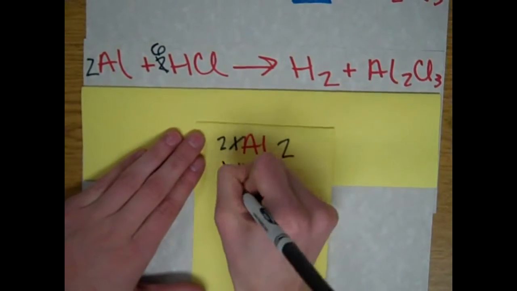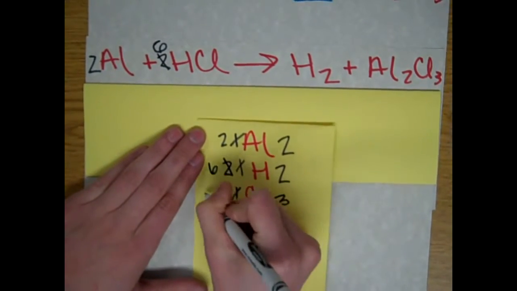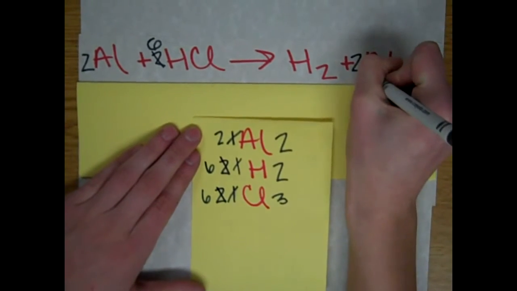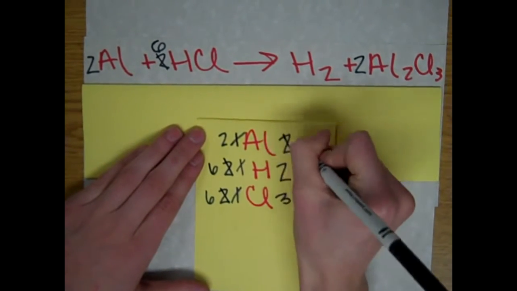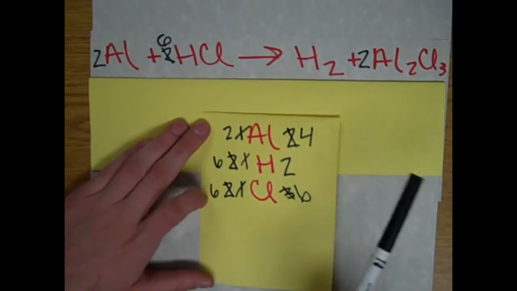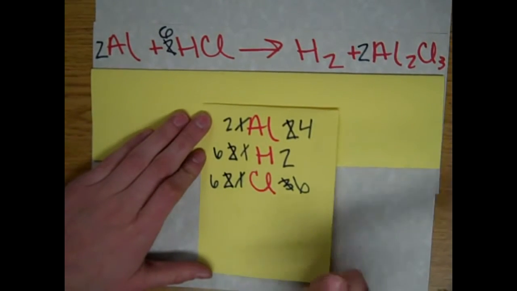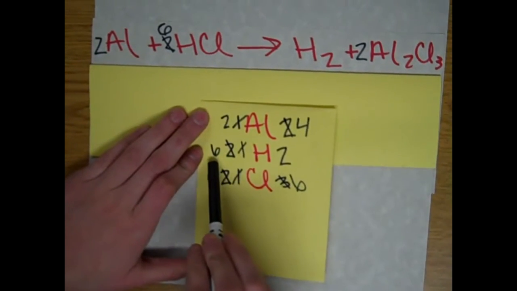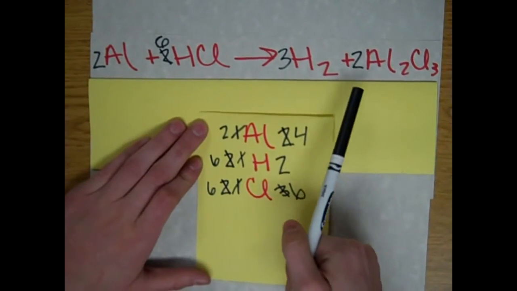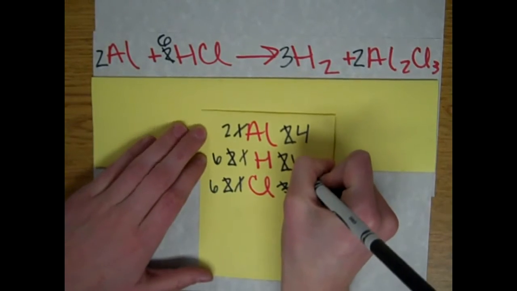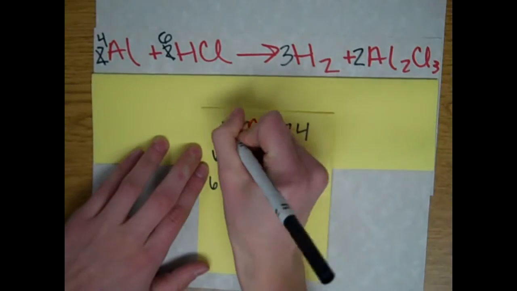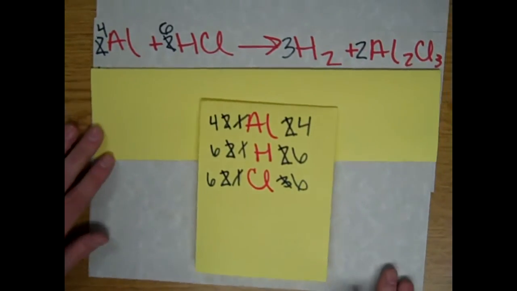Now there are 6 hydrogens and 6 chlorines, and then the 2 of those gives you 4 aluminum and 6 chlorine. Now the chlorines are equal, but the aluminum and the hydrogen are not. To get 6 hydrogens on this side, we can put a 3 in front of it, because 3 times 2 is 6. Then the aluminum, we already have 2, so we just need to double that to get 4. And now the equation is balanced.